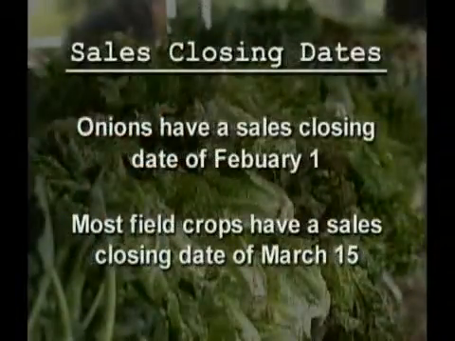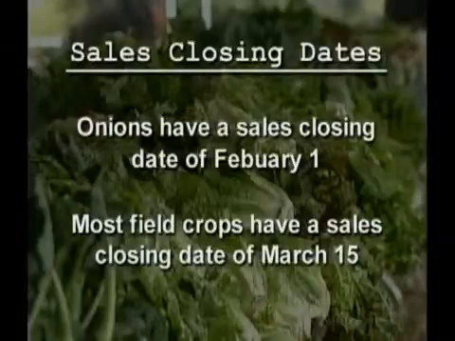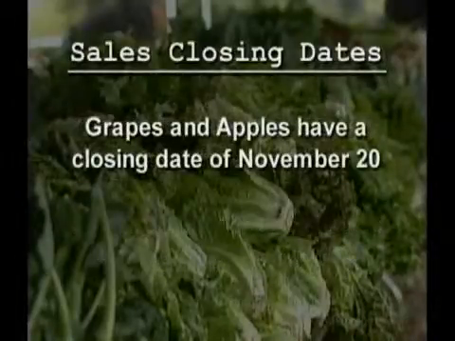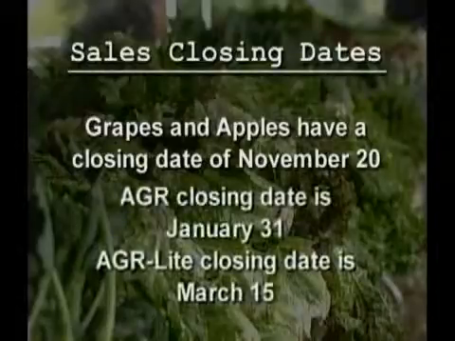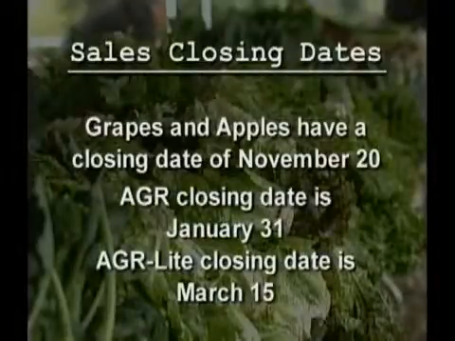Remember, the sales closing date for onions is February 1st. Most field crops have a sales closing date of March 15th. Grapes and apples have a sales closing date of November 20th. AGR closing date is January 31st, and AGR Lite has a sales closing date of March 15th. Make sure you contact a crop insurance agent prior to these deadlines in order to have your coverage established.